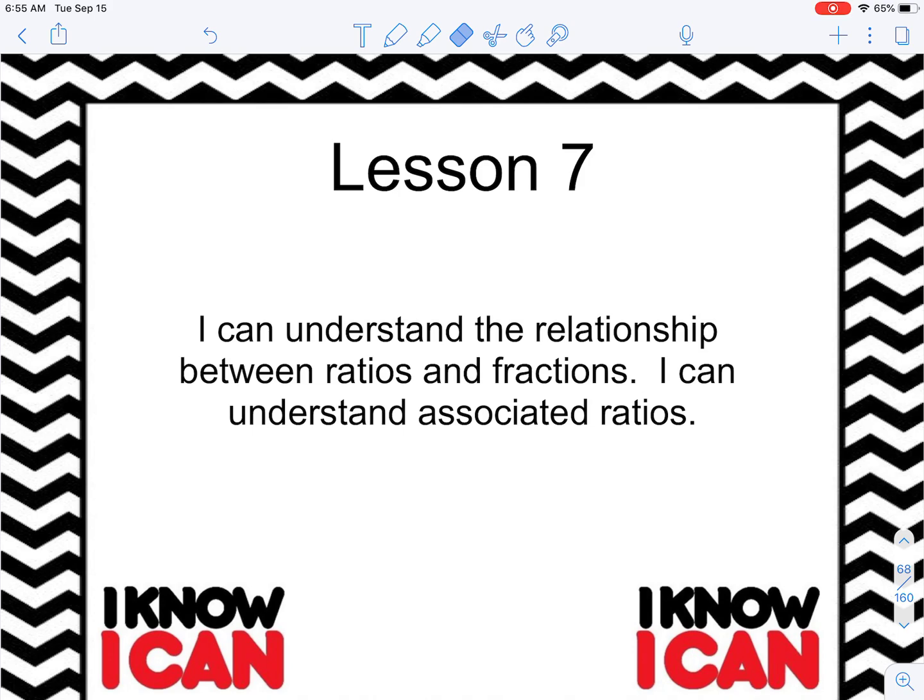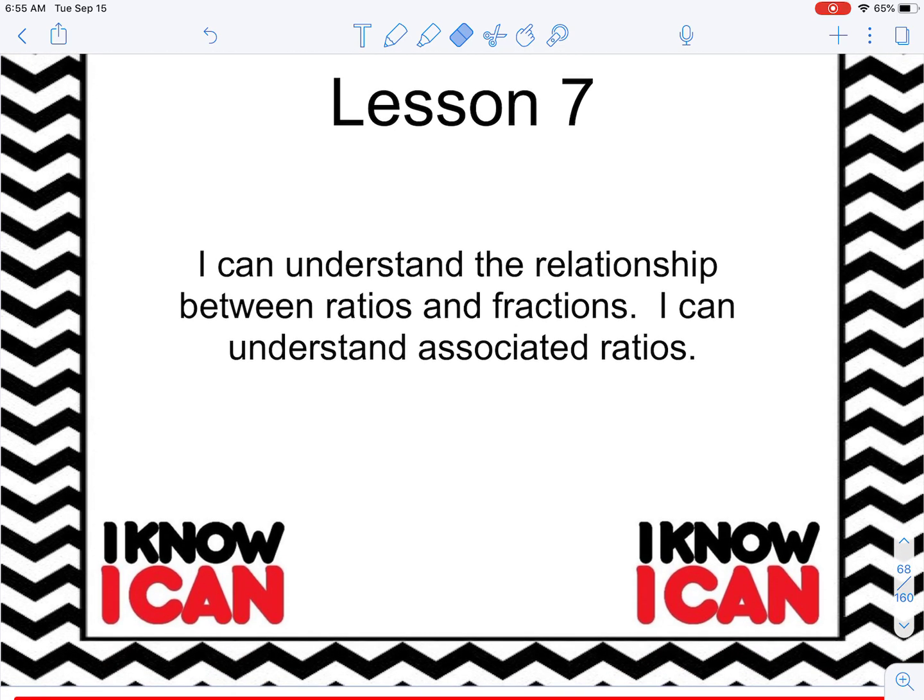Our objective tells us I can understand the relationship between ratios and fractions. I can understand associated ratios. So, today we're going to be writing ratios as fractions. Okay, it's just another way we can write ratios.